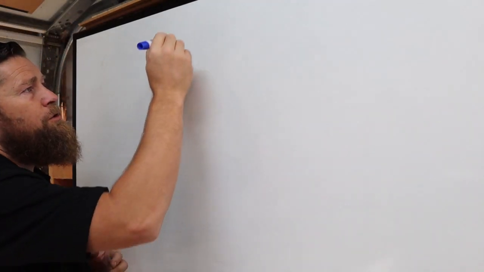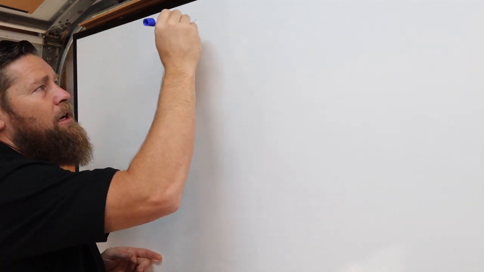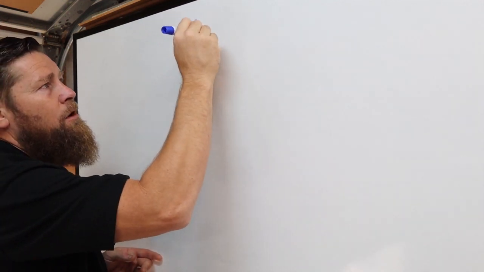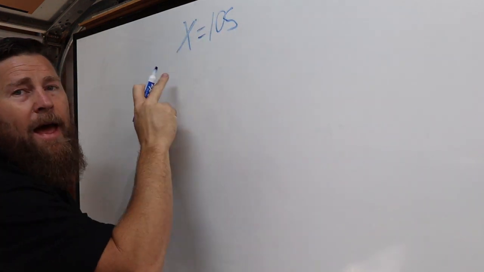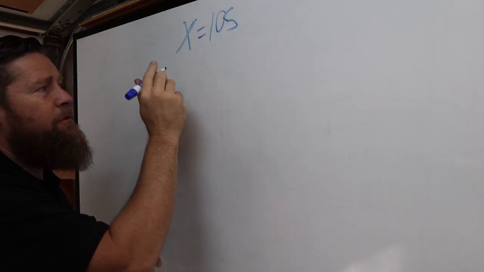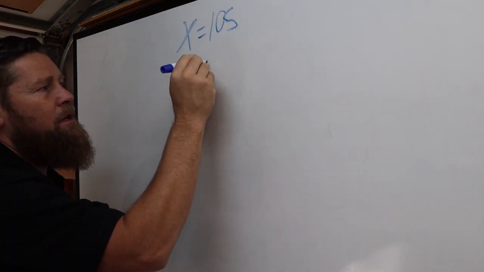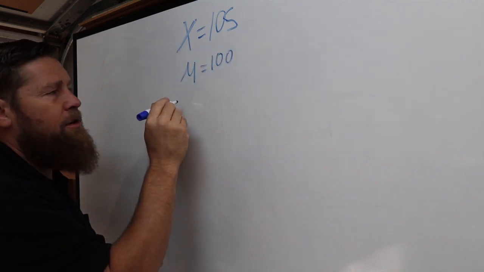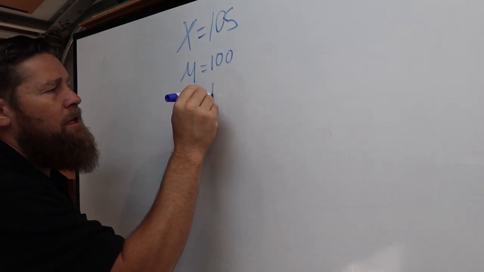Let's do another example problem. So suppose that I'm not as smart as your friend. I actually only have an IQ of 105. But I know that that's better than average. I want to know what percentage of people am I smarter than? So I have an IQ of 105. So X in our situation is 105. The population mean is 100, and the standard deviation for the population is 15.